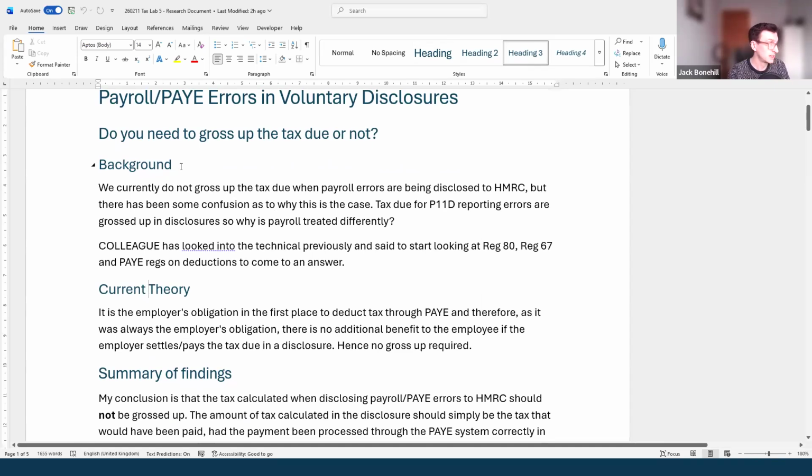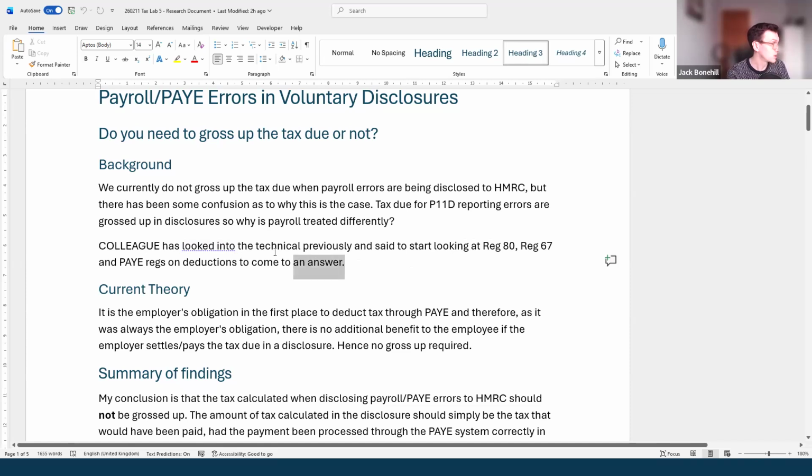So let's have a look at what they've said in here. They said we currently do not gross up the tax due when payroll errors are being disclosed to HMRC, but there has been some confusion as to why this is the case. Tax due for P11D reporting errors are grossed up in disclosures, so why is payroll treated differently? Colleague has looked into the technical position previously and said to start looking at Reg 80, Reg 67, and pay-as-you-earn regs on deductions to come to an answer.